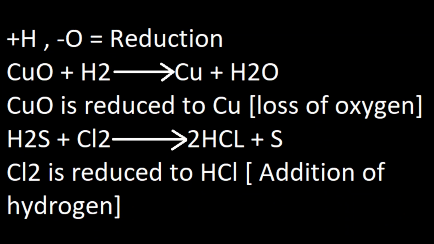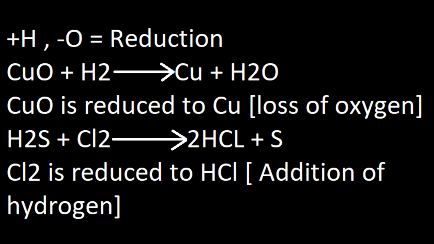Now come to the reduction, which you can learn by the sign plus H and minus O. Plus H means addition of hydrogen and minus O means removal of oxygen. Same, now we are taking two examples, CuO plus H2 gives Cu plus H2O. Here CuO is reduced to copper because of loss of oxygen. As earlier I have said minus O, it is the loss of oxygen.